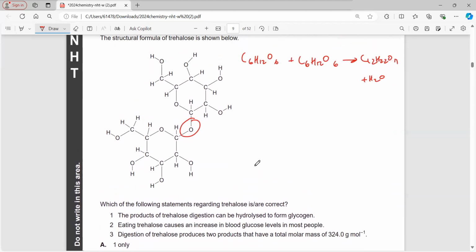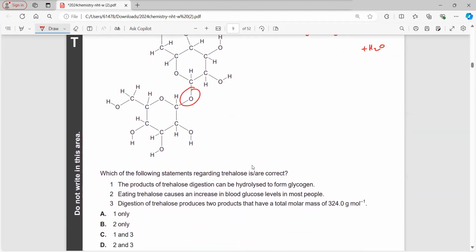Which one of the following statements regarding trehalose is correct? The product of trehalose digestion can be hydrolyzed to form glycogen. Glycogen itself is a polysaccharide of glucose, so that would not be right. We are breaking it down to form glucose.